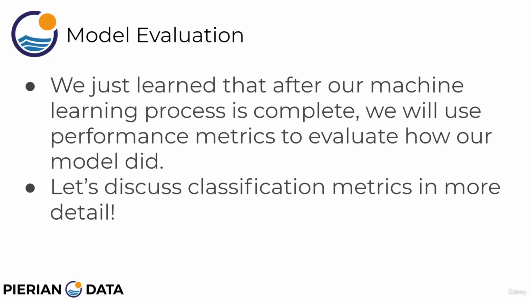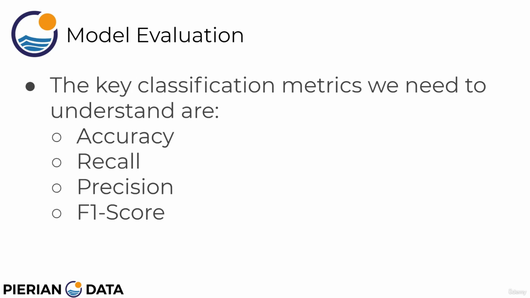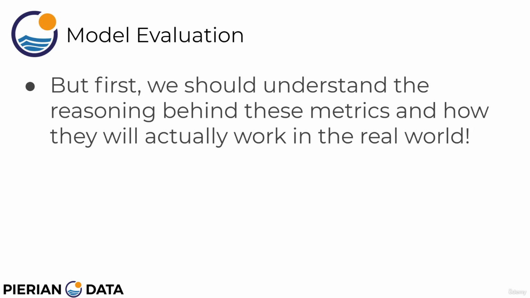And we keep mentioning the fact that we train our model on the training data, and then we're going to use some sort of metric to actually see how it performed on either the test set or the validation set. So let's go ahead and discuss what that actually means. What classification metrics are we going to be using? The key classification metrics we should be understanding are accuracy, recall, precision, and F1 score. But first, we should understand the reasoning behind these metrics and how they will actually work in the real world.